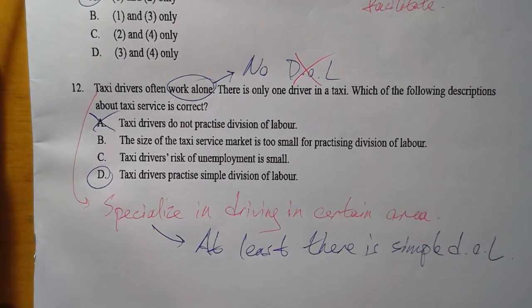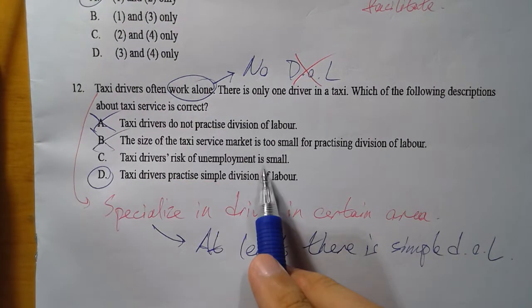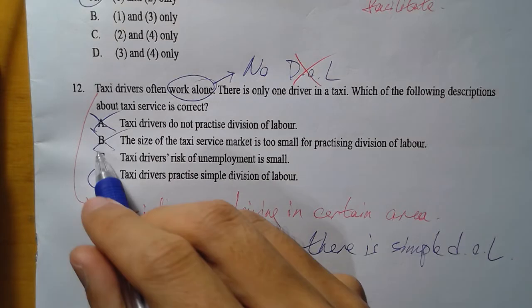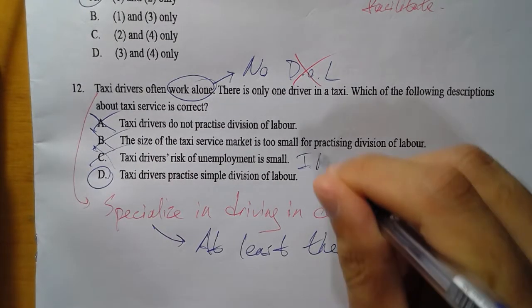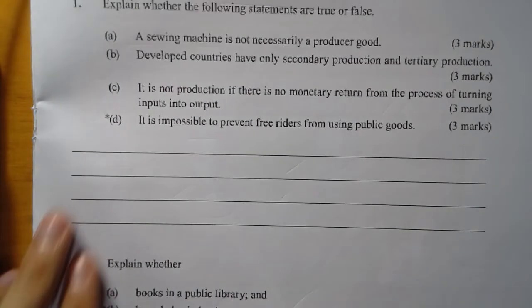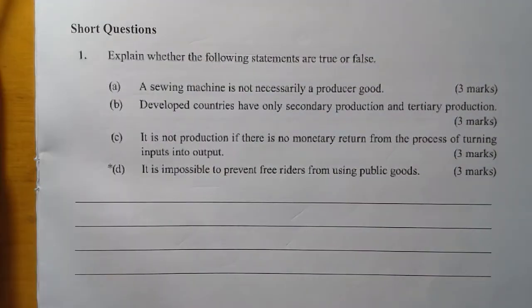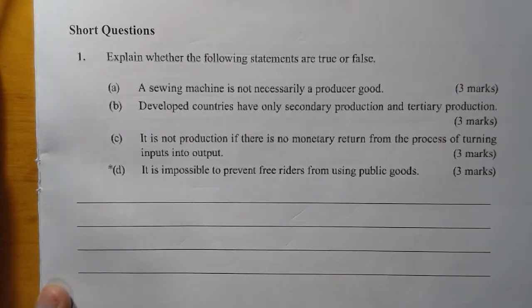We just taught this. Size, too small, we just talked about, all right? Risk of unemployment is small. Well, this one is irrelevant. So, quite easy. Let us move on to the short question and long question. Now, these four, we need to explain whether it's true or false. Now, 1A first.